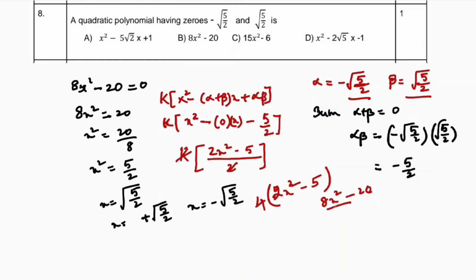You can multiply with any constant, because there was a question how many polynomials you can write. We can write more than 3, because if you find the zeros, again you'll get the same answer. Suppose this question only comes and you want to find the zeros, you'll equate with 0, again take 4 common, and you'll get this polynomial. So here the correct option is B.